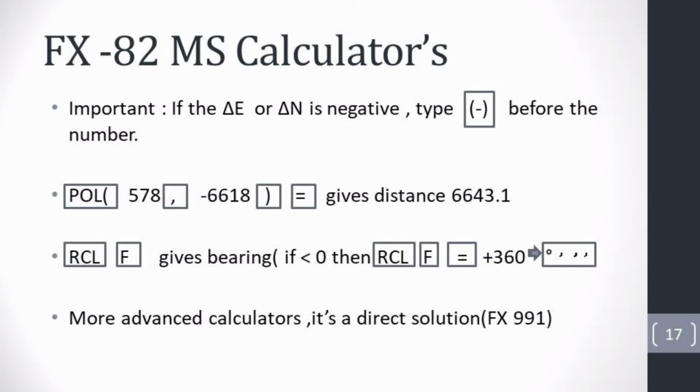You go ahead, you type the difference in the northing and the difference in the easting, and by pressing the equal sign, it gives you both the distance and the angle. So in a more advanced calculator, it is a little bit easier. That was just a simple way I've shown you. You can use that, but on this question you had to do the longer method.